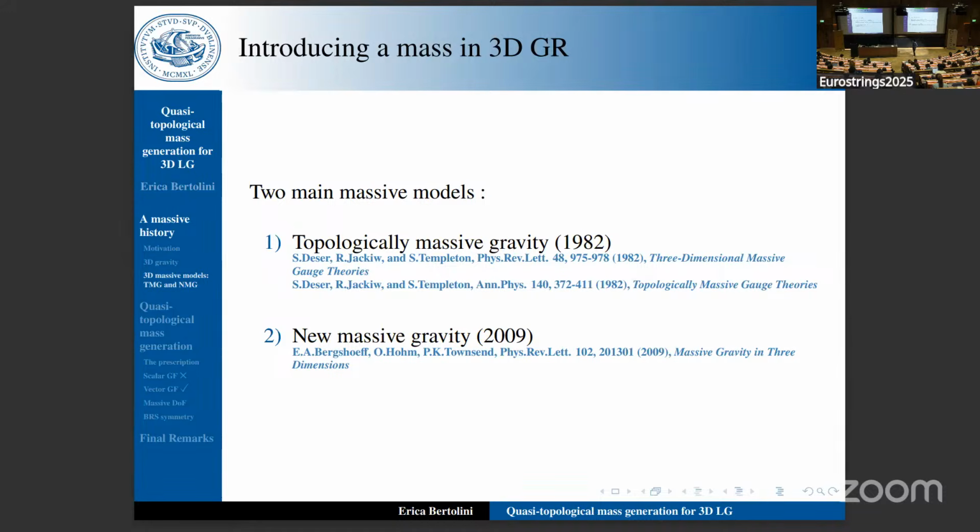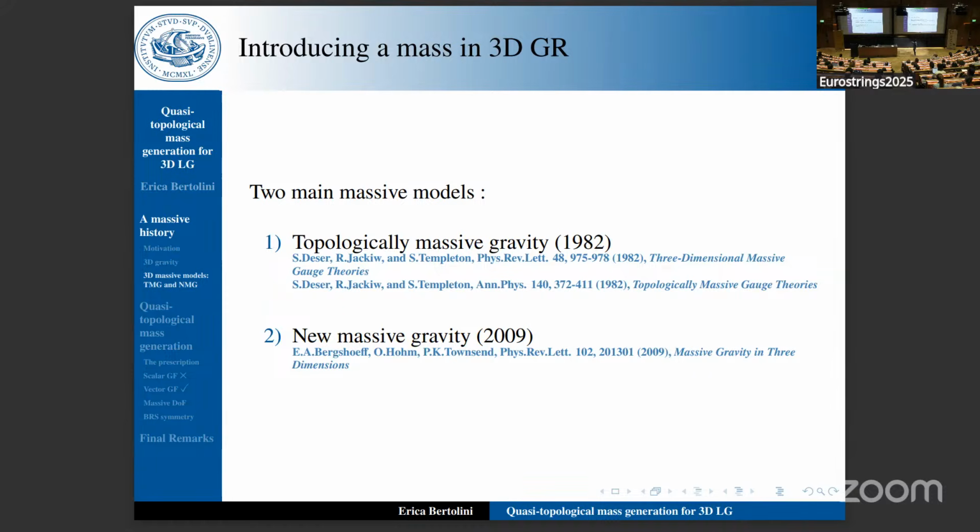And this has been done at least twice in the past. So there are 2 main models for massive gravity in 3 dimensions. The first one was developed in 1982 by Deser, Jackiw, and Templeton, and it's called topological massive gravity. And the second one was developed in 2009 by Bergshoeff, Hohm, and Townsend, and it's known as new massive gravity.